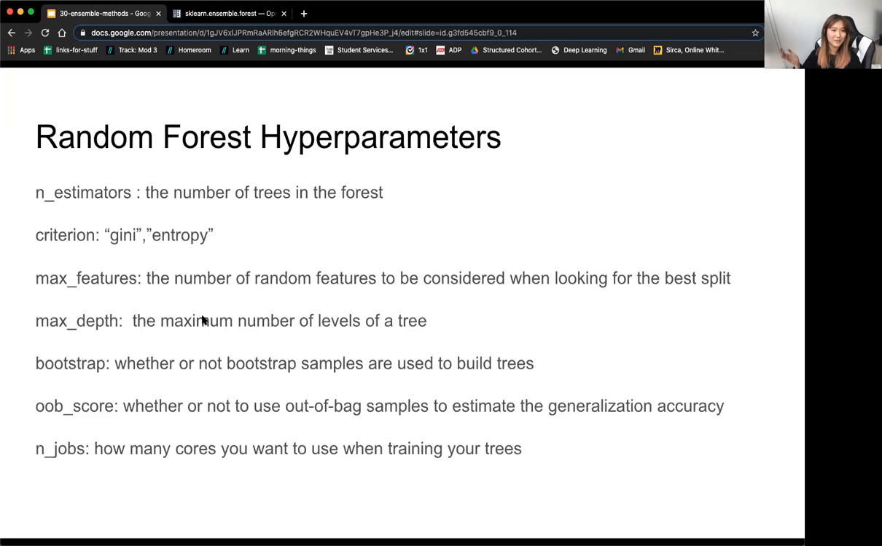Finally, you can also set bootstrap equals to true or not. Out of bag score, that's something that you can get as well. And n_jobs, actually pretty interesting.